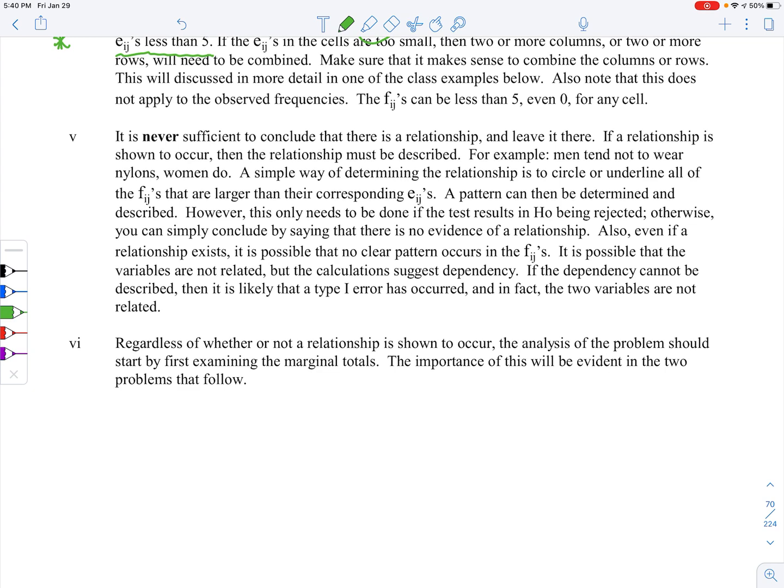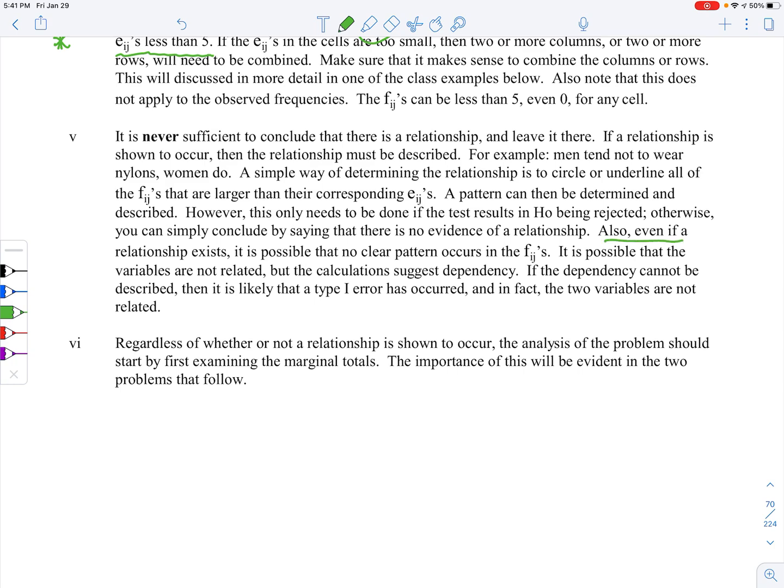All right, number 5 says it is never sufficient to conclude that there is a relationship and leave it there. If a relationship is shown to occur, then the relationship must be described. So, for example, men tend not to wear nylons, women do, when we looked at that example earlier. A simple way of determining the relationship is to circle or underline all the Fij's that are larger than their corresponding Eij's. And what you'll see is that a pattern will emerge, or will likely emerge, and then you can describe the relationship there. Okay.